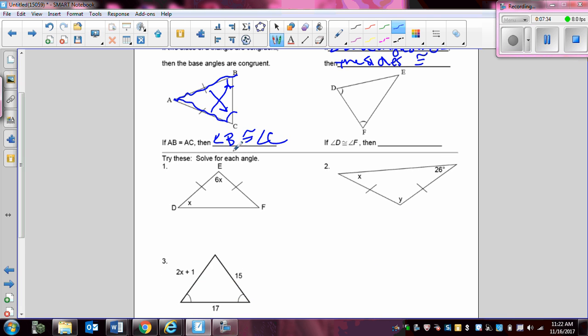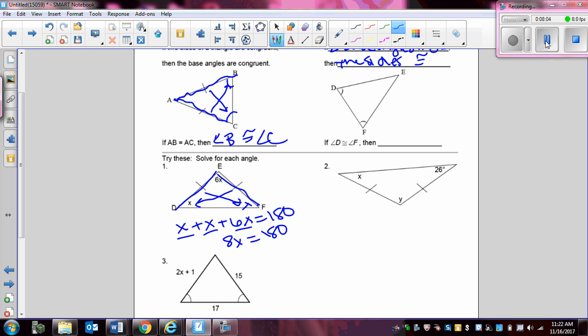It says try these, solve for each angle. So we have x, 6x, and this side is equal to this side. So that means the opposite angles have to be equal. So if this one is x, this one is also x. Remember, we have to add them up and set them equal to 180. Angles of a triangle add up to equal 180. So I have 1, 2, plus 6 is 8 x's.